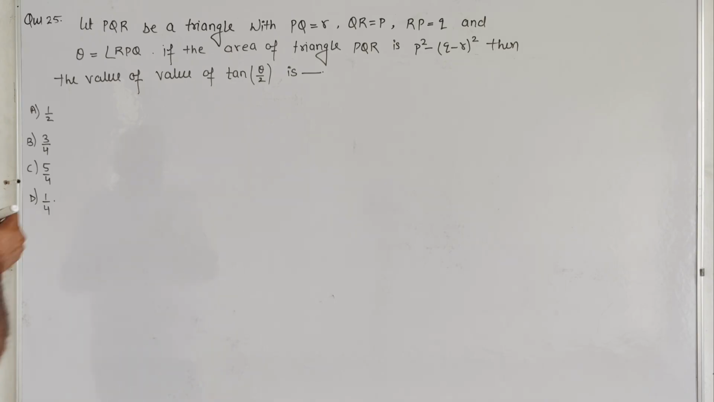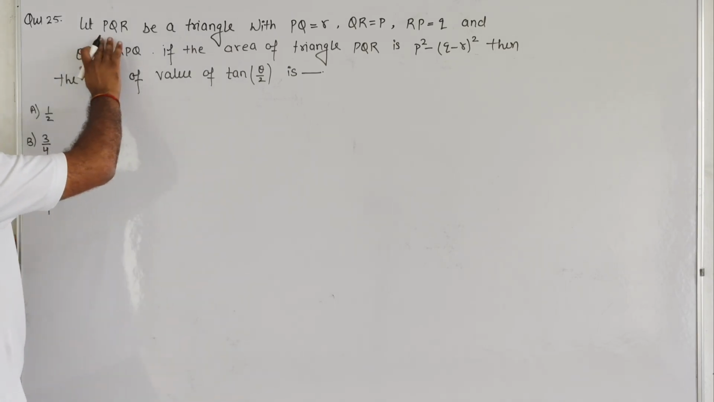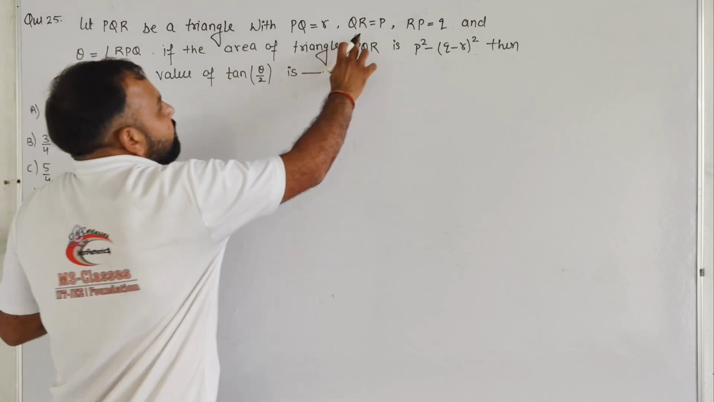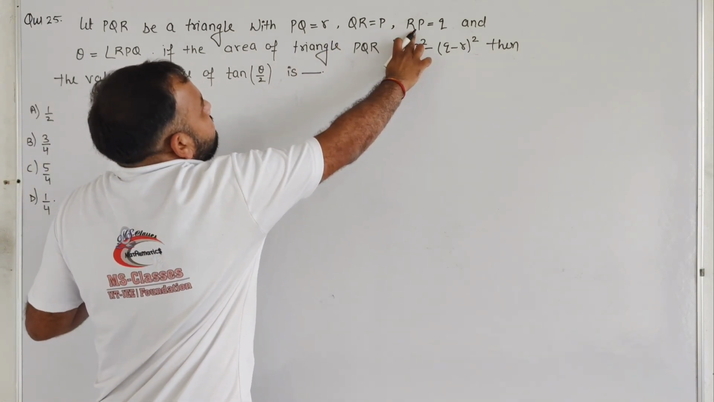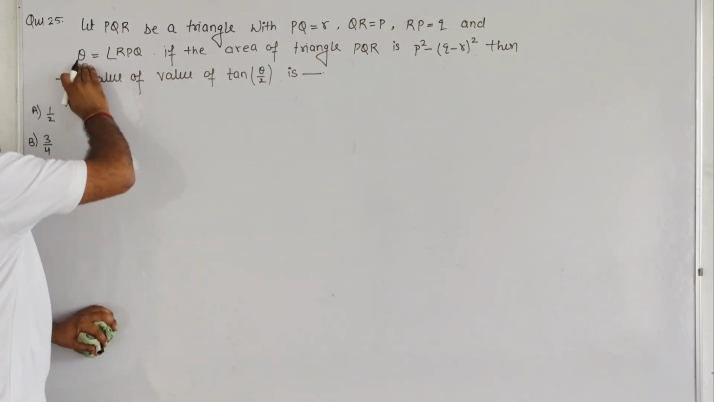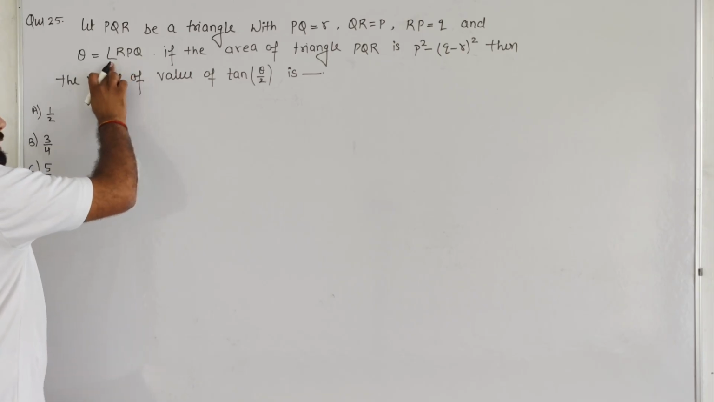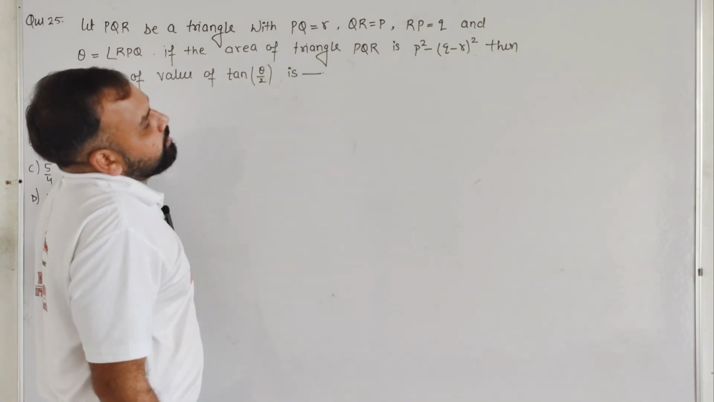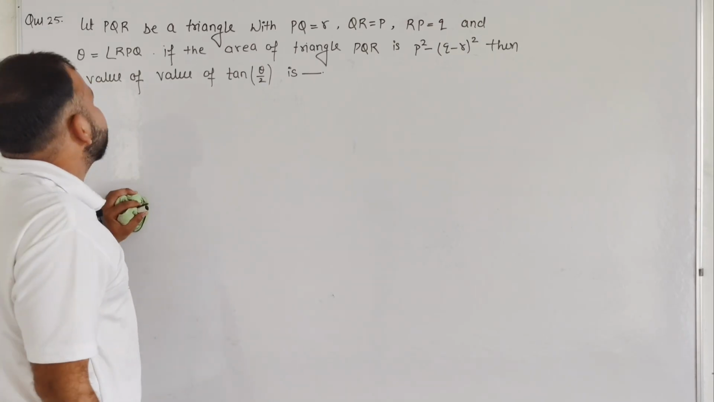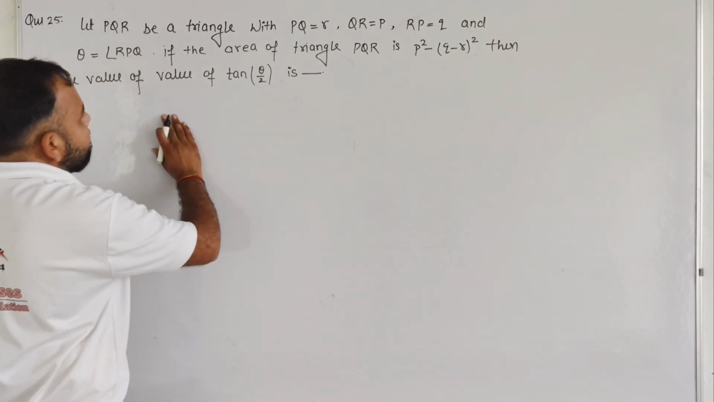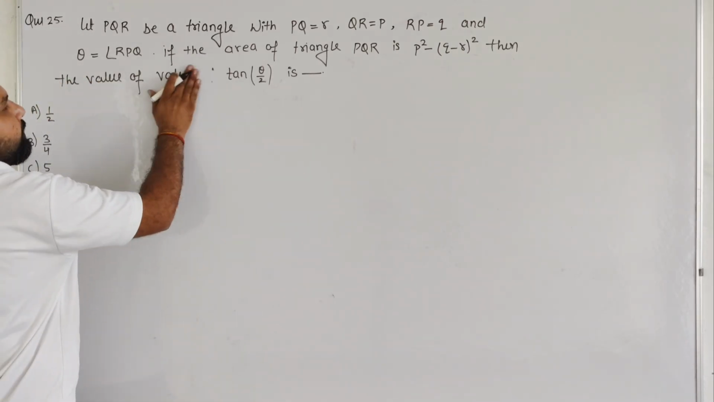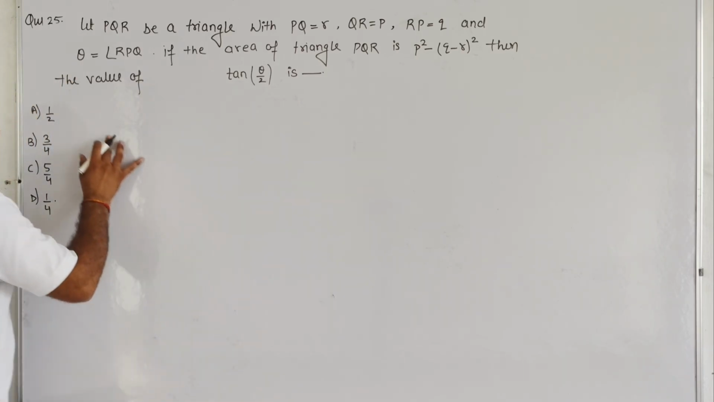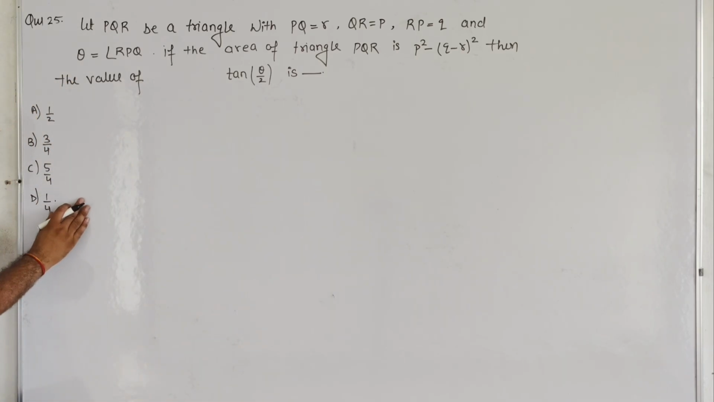So student, in this question, let PQR be a triangle with PQ equal to r, RP equal to q, and theta is the angle RPQ. If the area of triangle PQR is p square minus bracket q minus r whole square, then the value of tan theta by 2 is. These are the options: 1 by 2, 3 by 4, 5 by 4, 1 by 4.